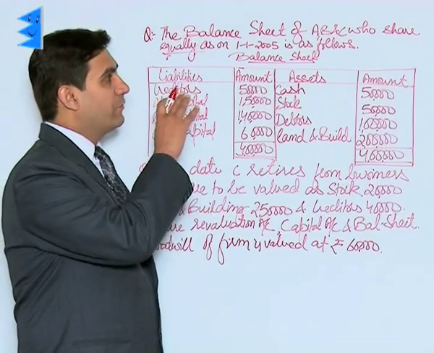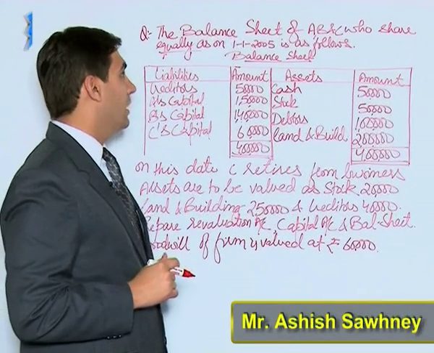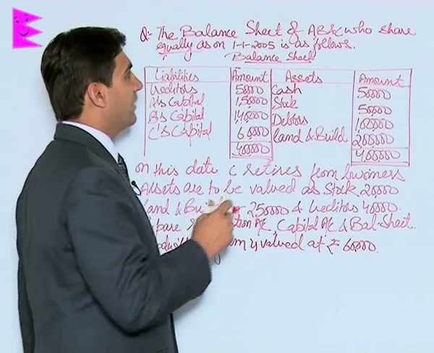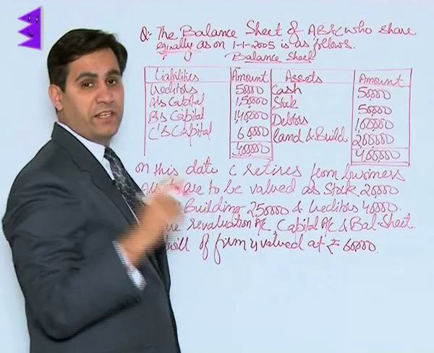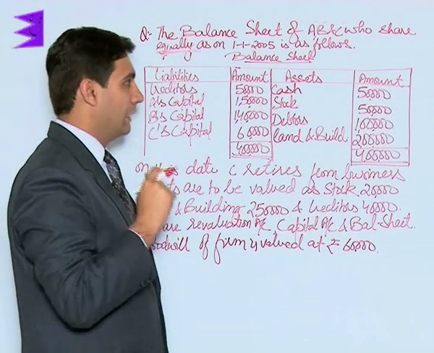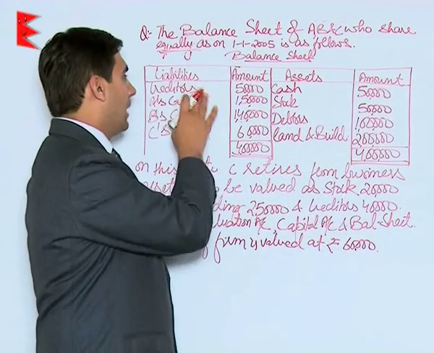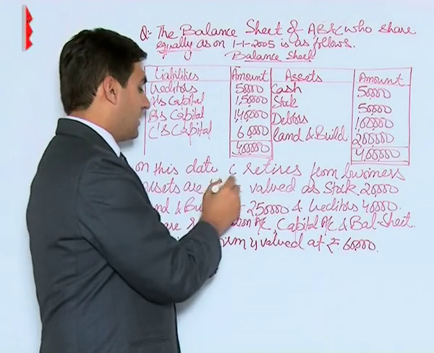Coming to this comprehensive question on retirement, the balance sheet of A, B and C, who share equally, as on 1st January 2005 is as follows. Students, it is given that the old partners are A, B and C and they share equally. That means the ratio is 1:1:1. The balance sheet includes assets like cash, stock, debtors, land and building, and on the liability side we have creditors and capital accounts. On this date, C retires.